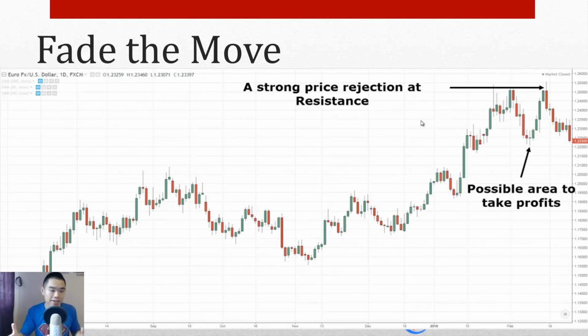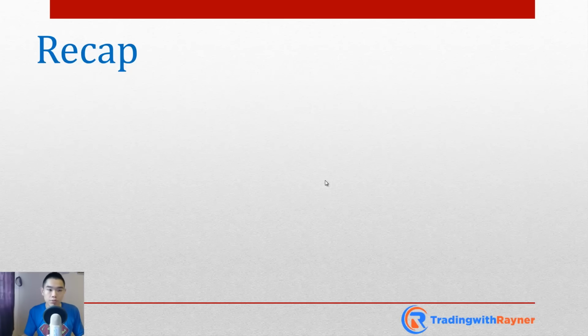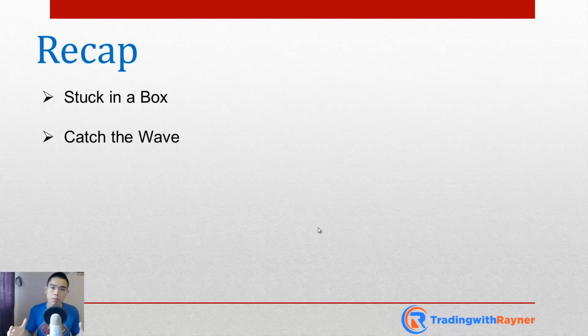Okay, so with that said, let's do a super quick recap of what you've learned today. Number one, we talked about the swing trading strategy called stuck in a box, where the market is in a range. You want to buy low and sell high. We talked about catch the wave, for trending markets, on how to capture a swing. Ideally, you want to go long at the area of value, like the moving average, for example, I shared with you earlier. It's the 50-period moving average, and then exit your trades just prior to the swing high.